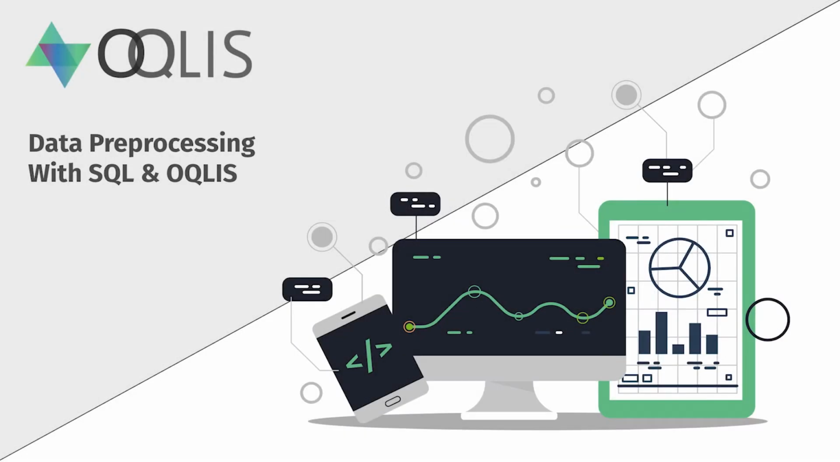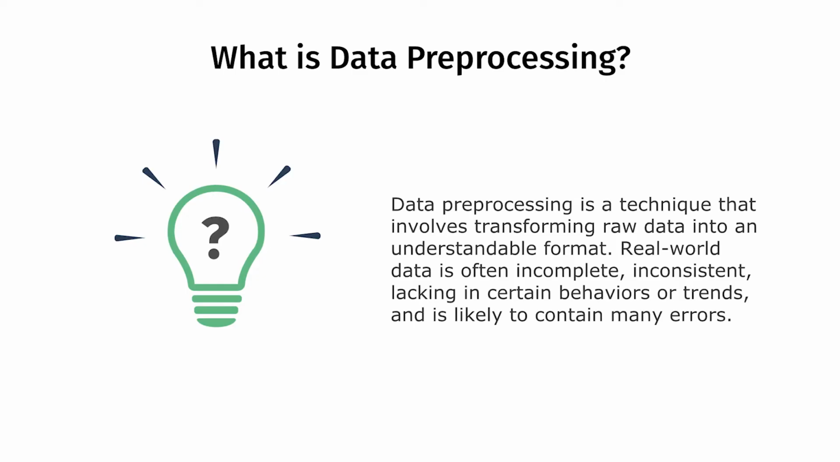Hi guys, so today I will be taking you through the data pre-processing phase of your ML journey, specifically with SQL and OQLIS. So let's start with the formal definition of data pre-processing. Data pre-processing is a technique that involves transforming raw data into an understandable format, as real-world data is often incomplete, inconsistent, lacking in certain behaviors or trends, and is likely to contain many errors.